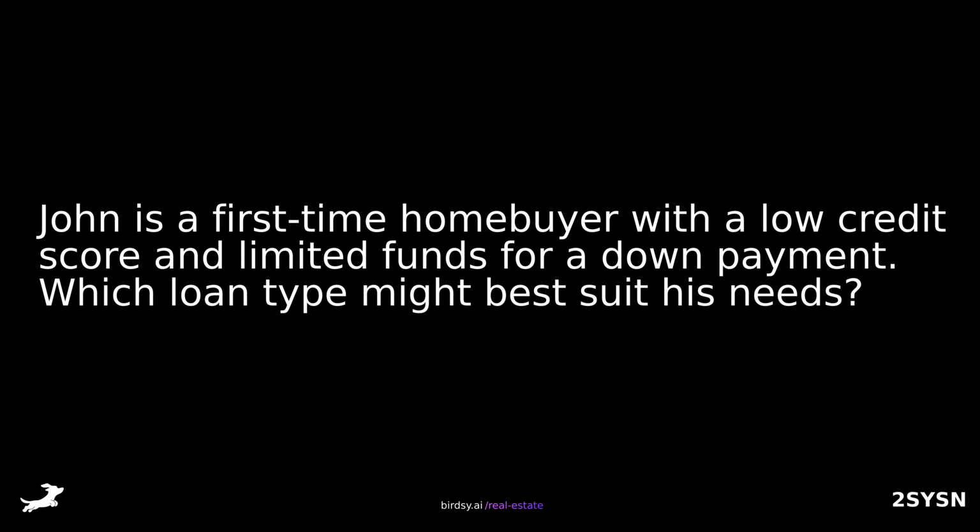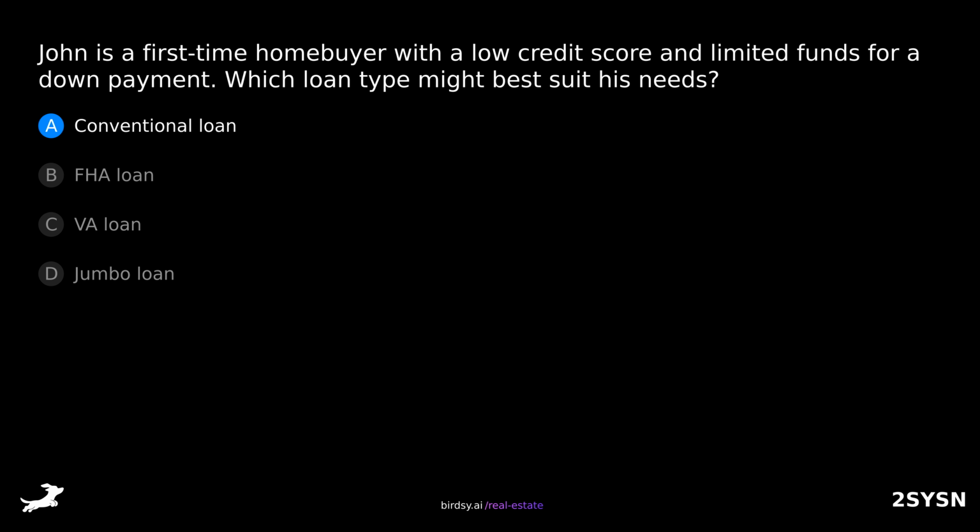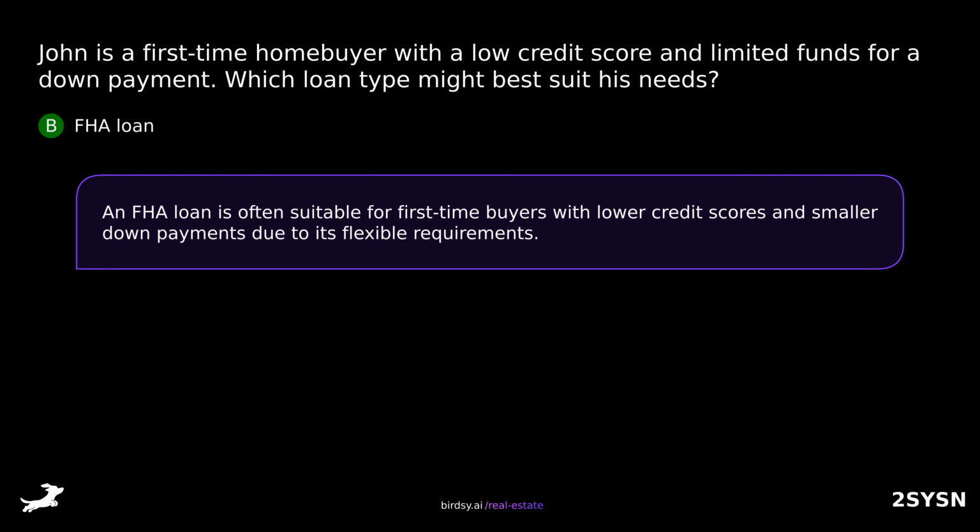John is a first-time homebuyer with a low credit score and limited funds for a down payment. Which loan type might best suit his needs? Is it A, conventional loan, B, FHA loan, C, VA loan, or D, jumbo loan? The answer is B, FHA loan. An FHA loan is often suitable for first-time buyers with lower credit scores and smaller down payments due to its flexible requirements.